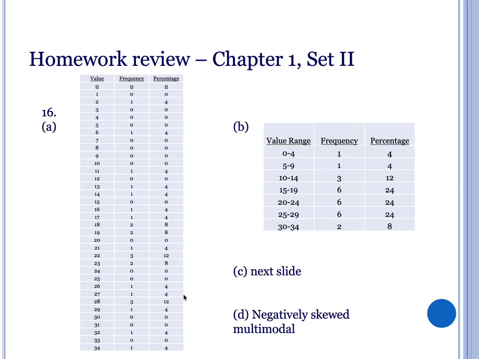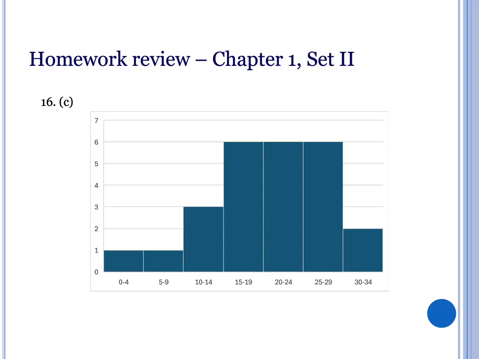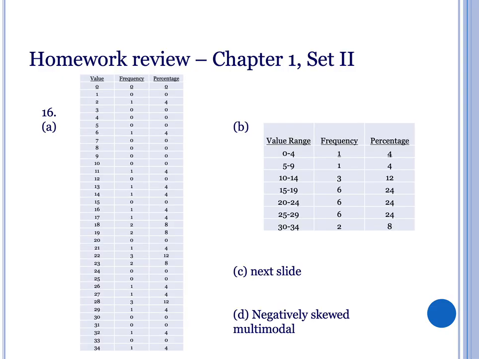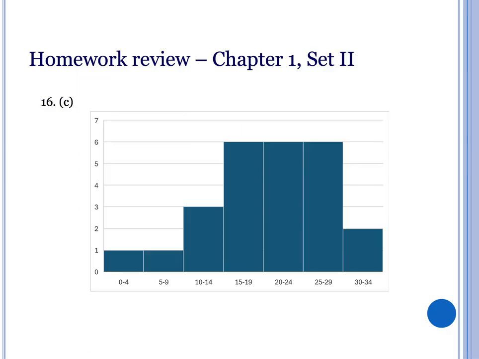And bumping back to the previous slide, what is the shape? It is negatively skewed because we've got a longer tail going towards 0 than we do on the top side. And also, it is multimodal. Now, you might ask, I just see one spot that's higher than the others. Shouldn't that be unimodal? No, because you've got multiple value ranges that are all at the same height.